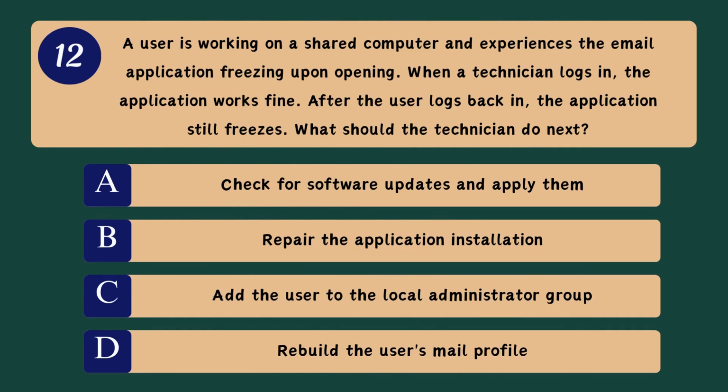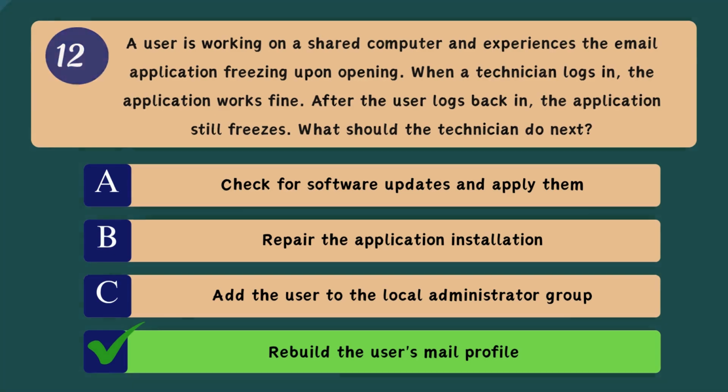Question 12. A user is working on a shared computer and experiences the email application freezing upon opening. When a technician logs in, the application works fine. After the user logs back in, the application still freezes. What should the technician do next? A. Check for software updates and apply them. B. Repair the application installation. C. Add the user to the local administrator group. D. Rebuild the user's mail profile. Correct answer: D. Rebuild the user's mail profile.